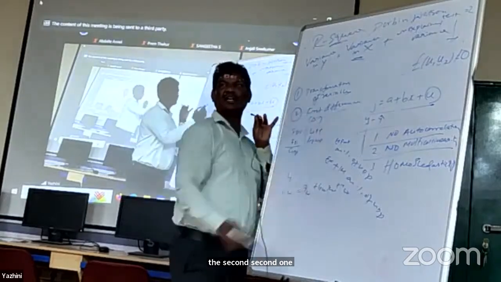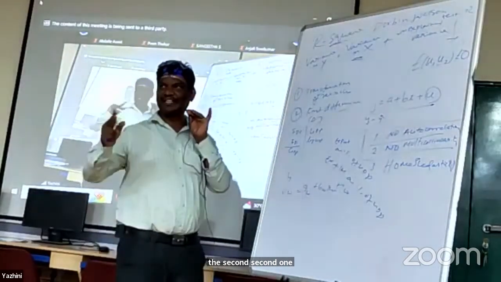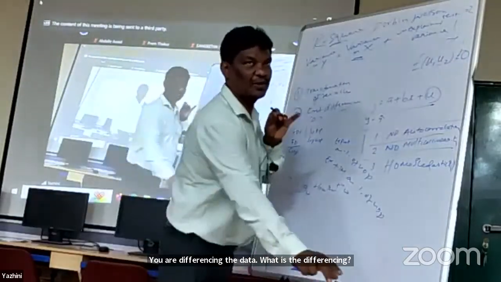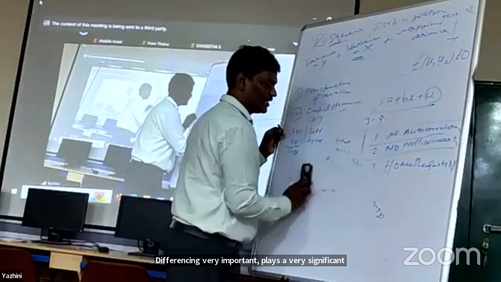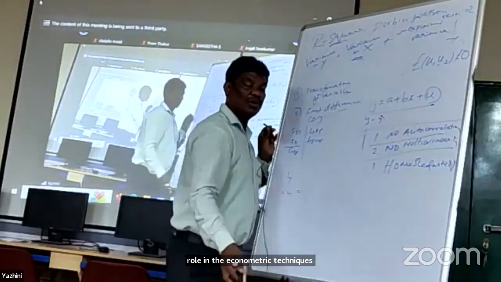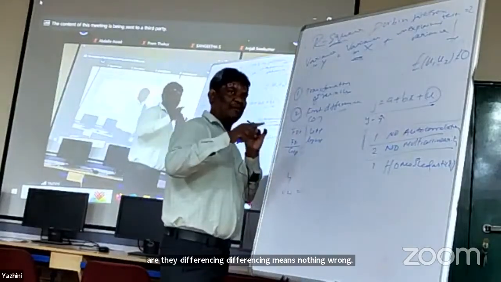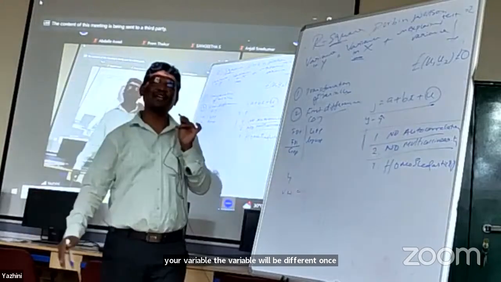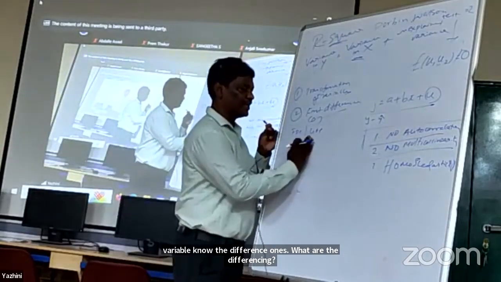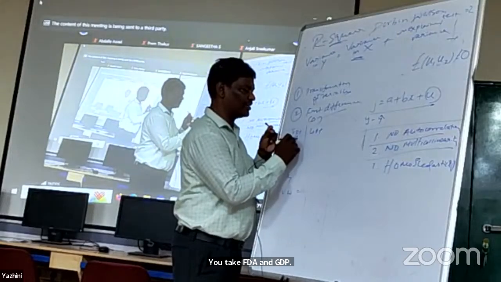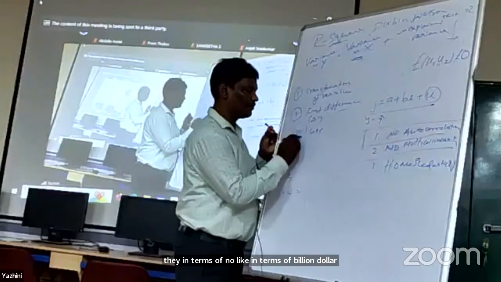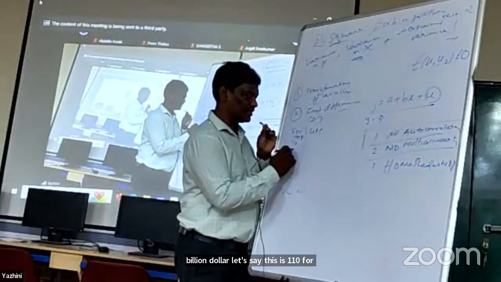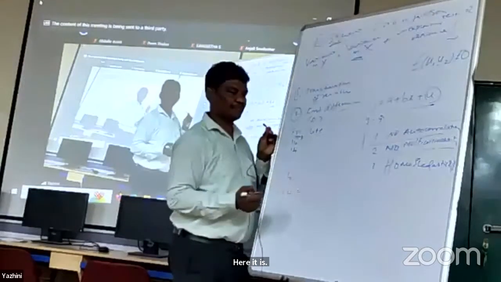The first difference technique. What is the first difference technique? You are differencing the data. Differencing plays a very significant role in econometric techniques. A variable will be differenced once. You take FDI and GDP in terms of $1 billion. Let's say FDI is 110, then 120 and 140.